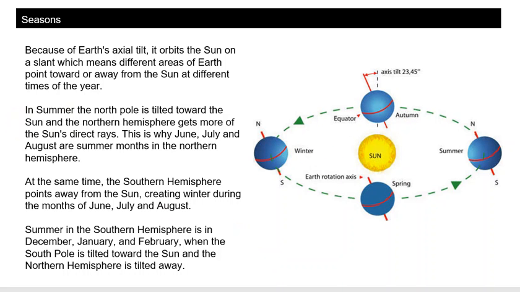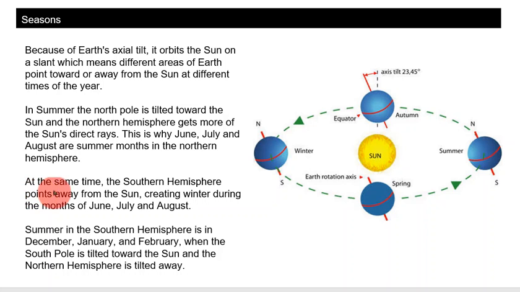Because of Earth's axial tilt, it orbits the Sun on a slant, which means different areas of Earth point towards or away from the Sun at different times of the year. In summer, the North Pole is tilted towards the Sun, and the northern hemisphere gets more of the Sun's direct rays. This is why June, July, and August are summer months in the northern hemisphere. So this is the northern hemisphere in the summer months.